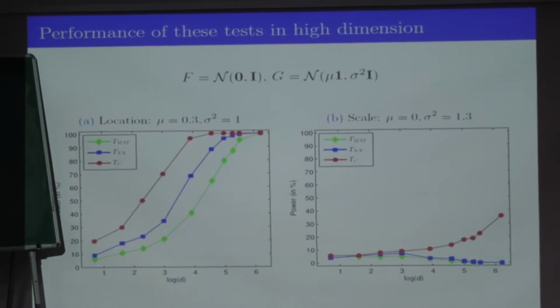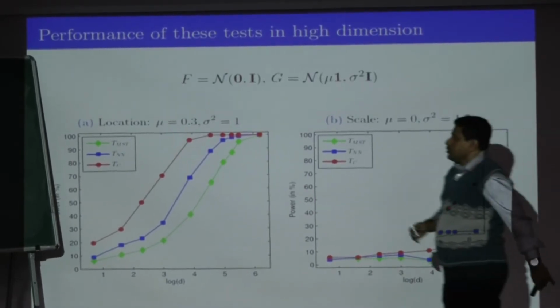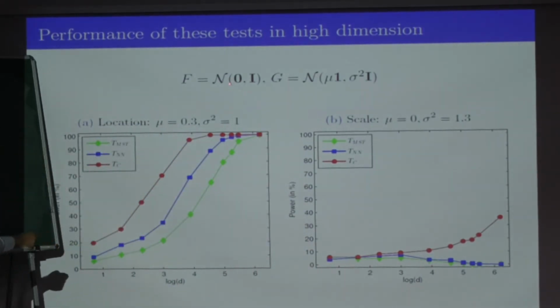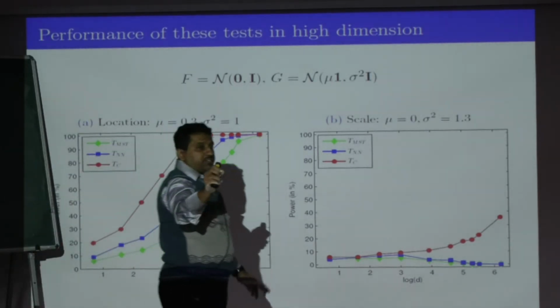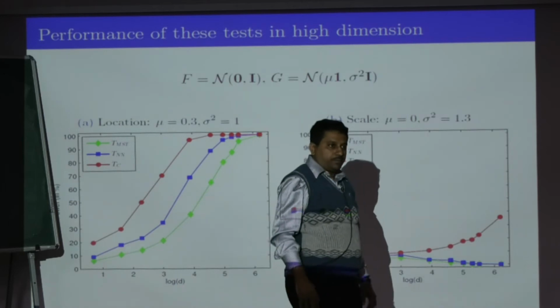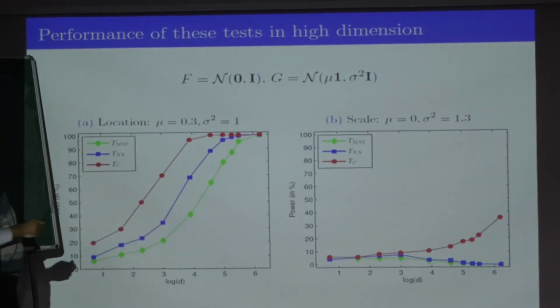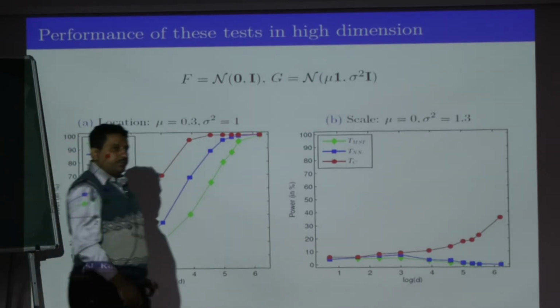So note that in this problem, what about F? It is standard multivariate normal. So each component has a normal 0, 1 distribution. What about G? It has a distribution like this. So each component has a normal mu, sigma squared distribution. And not only that, they are independent. Components are independent.